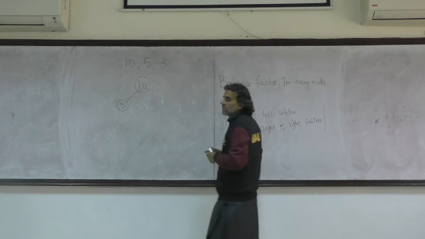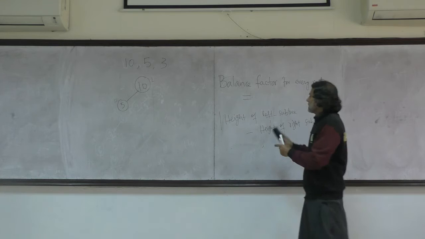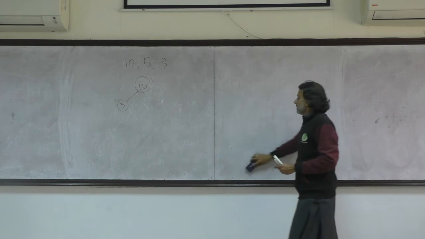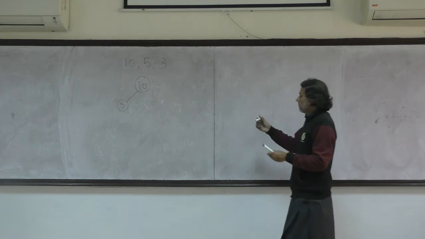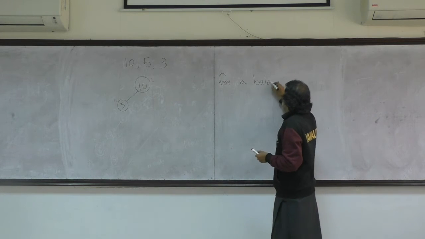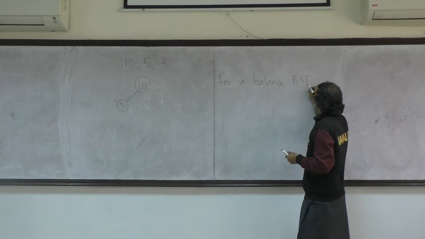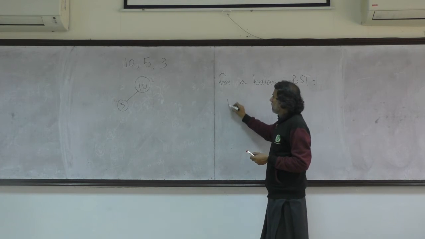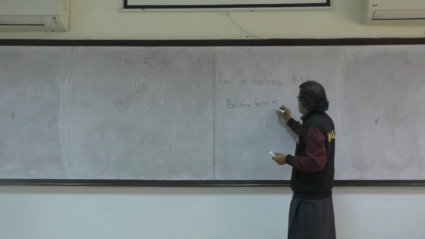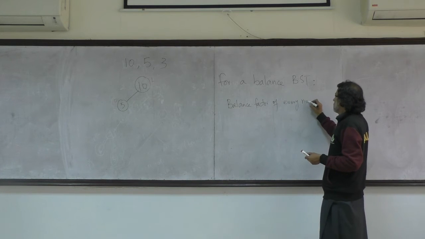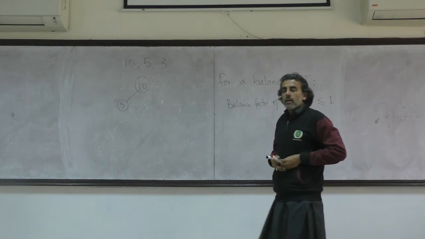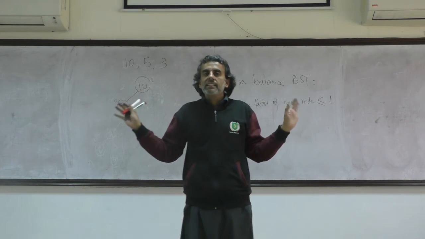So now the second definition which comes into play is that when I call something balanced, what we are now considering is that for a balanced BST, the balance factor of every node should be less than or equal to 1. Why? If it would have been 0, that would have been the ideal case.